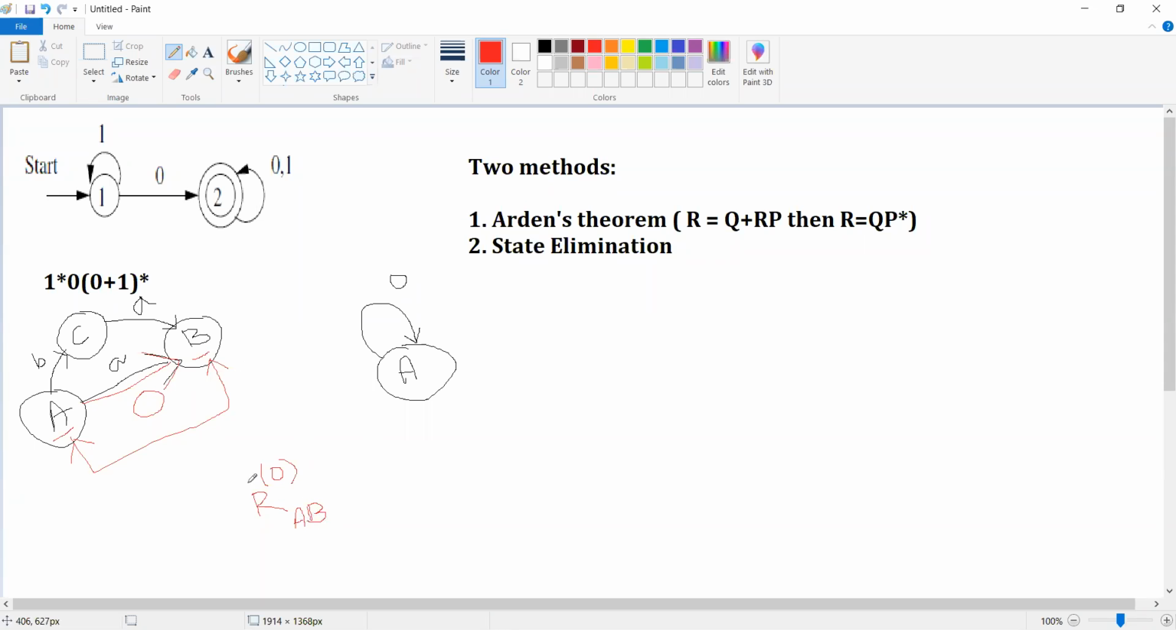Okay, please try to understand. Now when I look over here, it is also possible to go from A to B with 0 intermediate states, and with 1 intermediate state also I can go.